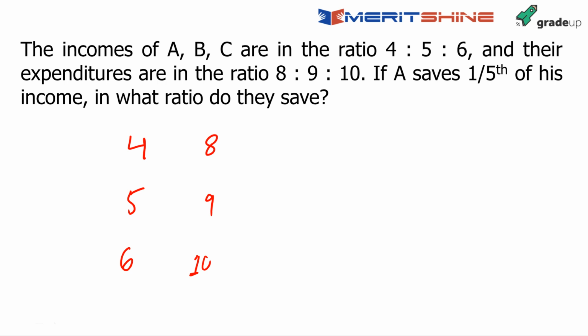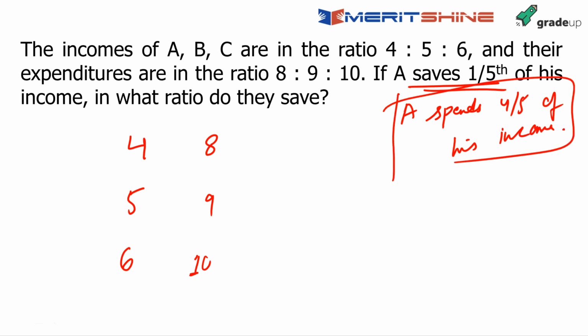Okay, I think most of you have got the answer. I'll just explain quickly how do we approach this. Fine. You need to arrive at this. A saves 1/5 of his income. That's the only important part here. It means that A spends 4/5 of his income. Do you realize this part? Now, if you realize this, then it's done.